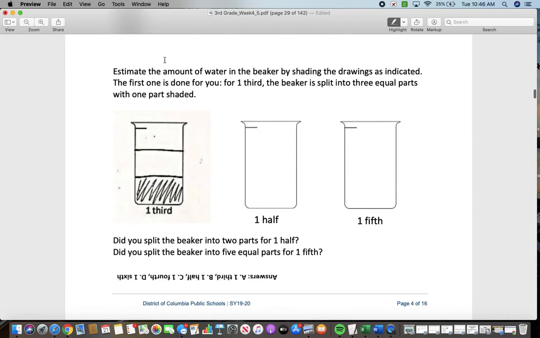As you keep going through, it's going to then ask you to estimate the amount of water in the beaker by shading the drawings as indicated. The first one is done for you. 1/3. For 1/3, the beaker is split into 3 equal parts with 1 part shaded. So the same thing you're going to do for either 1/2 and 1/5. You want to make sure you are breaking it apart as best as you can.